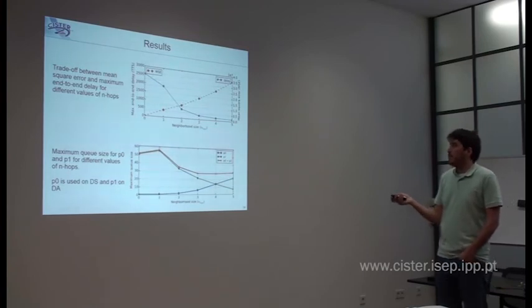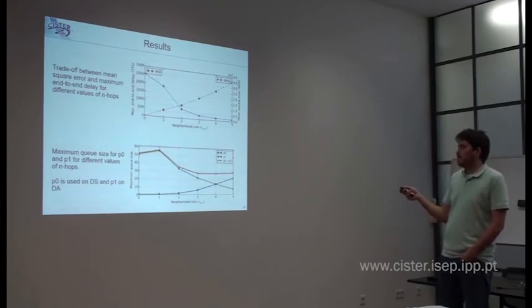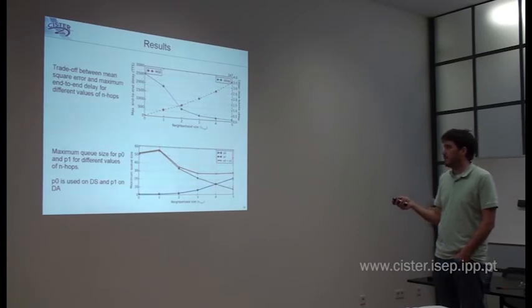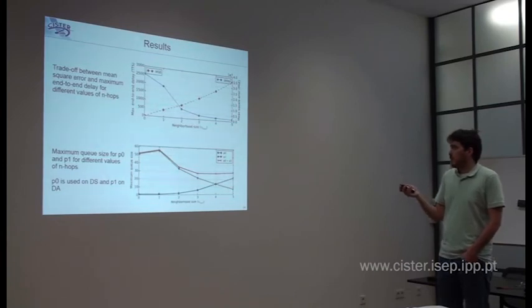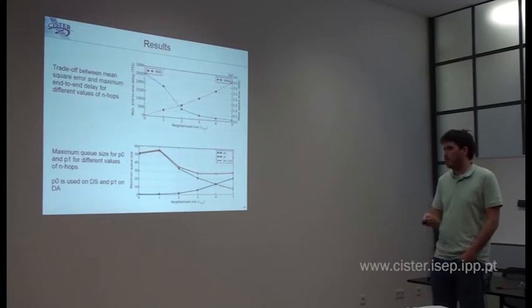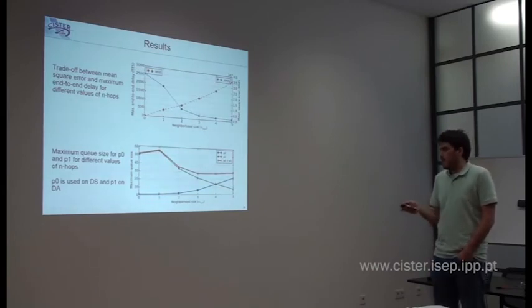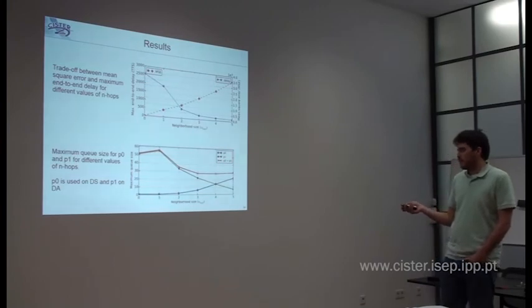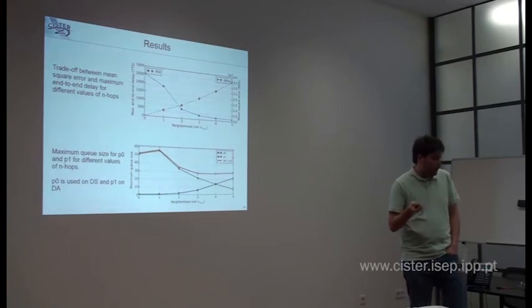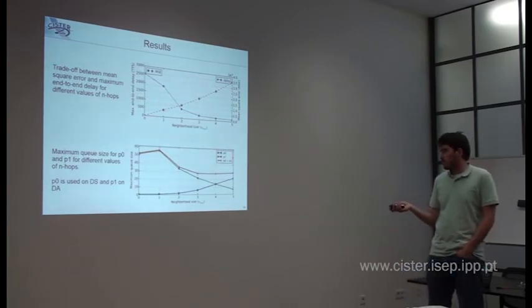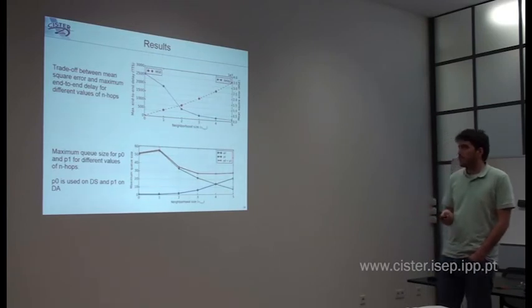And this is the trade-off. Here it's the mean square error on the data received by the sink versus the end-to-end delay. So there is a trade-off, as I showed in those pictures. And these are queue sizes, for the two different queues I've shown earlier, and for the two different protocols. I'm not sure if it's clear.